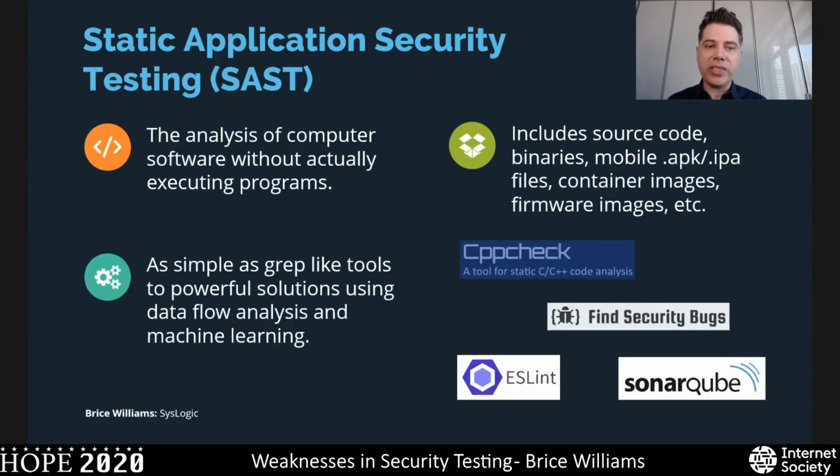It can also be as simple as grep-like tools to powerful solutions using data flow analysis and machine learning. Some common SAST tools, CPPCheck, Find Security Bugs, ESLint, SonarQube, these all have open source versions that are a great way to get involved in the SAST testing area. Commercial tools in this space can be rather pricey, which is why many use open source tools.